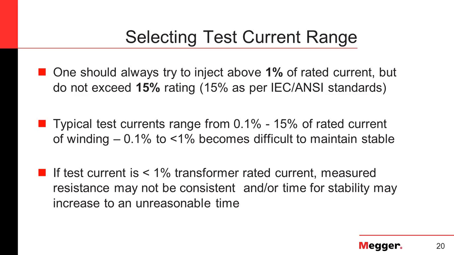Unfortunately, in the typical range of 0.1 to 15% of rated, at 0.1 to 1%, many of them become unreliable. And so, if current is less than 1%, measured resistance may not be consistent, or it'll be stable but then become unstable. And this is due to maintaining the saturation of the core, in other words, removing the influence of the inductance continuously.